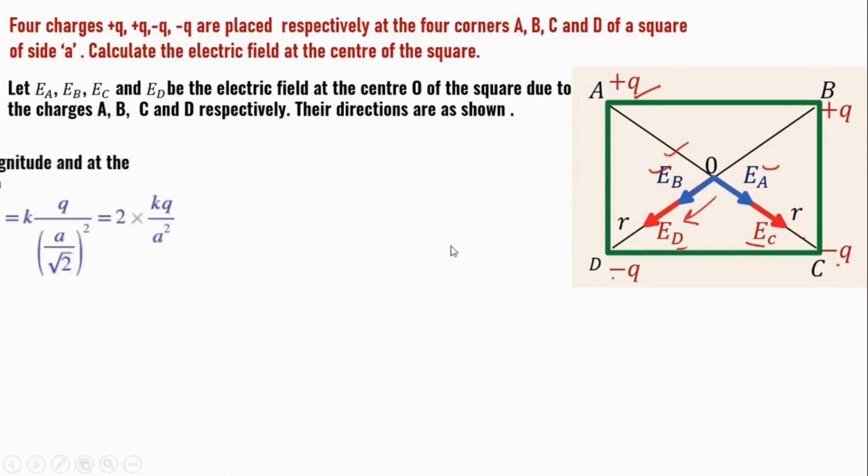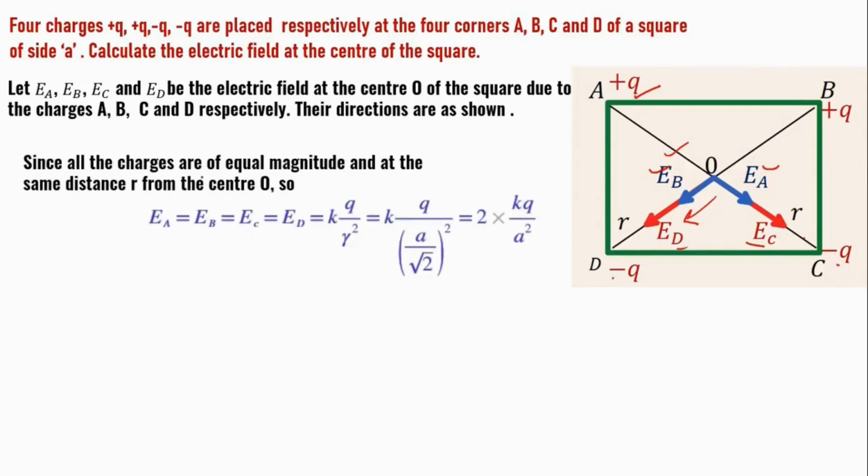As for the magnitude, we can find the value of the electric field since all the charges are of equal magnitude. Here, the charges are of equal magnitude Q and they are at the same distance R from the center. Now, see here, the distance of O with respect to A, B, C or D is equal, which is R. So, this R distance we have to compute. It is already given that the side of the square is A. So, how can we find the value of R? We can compute it using a right angle triangle, where this is R and this is A.